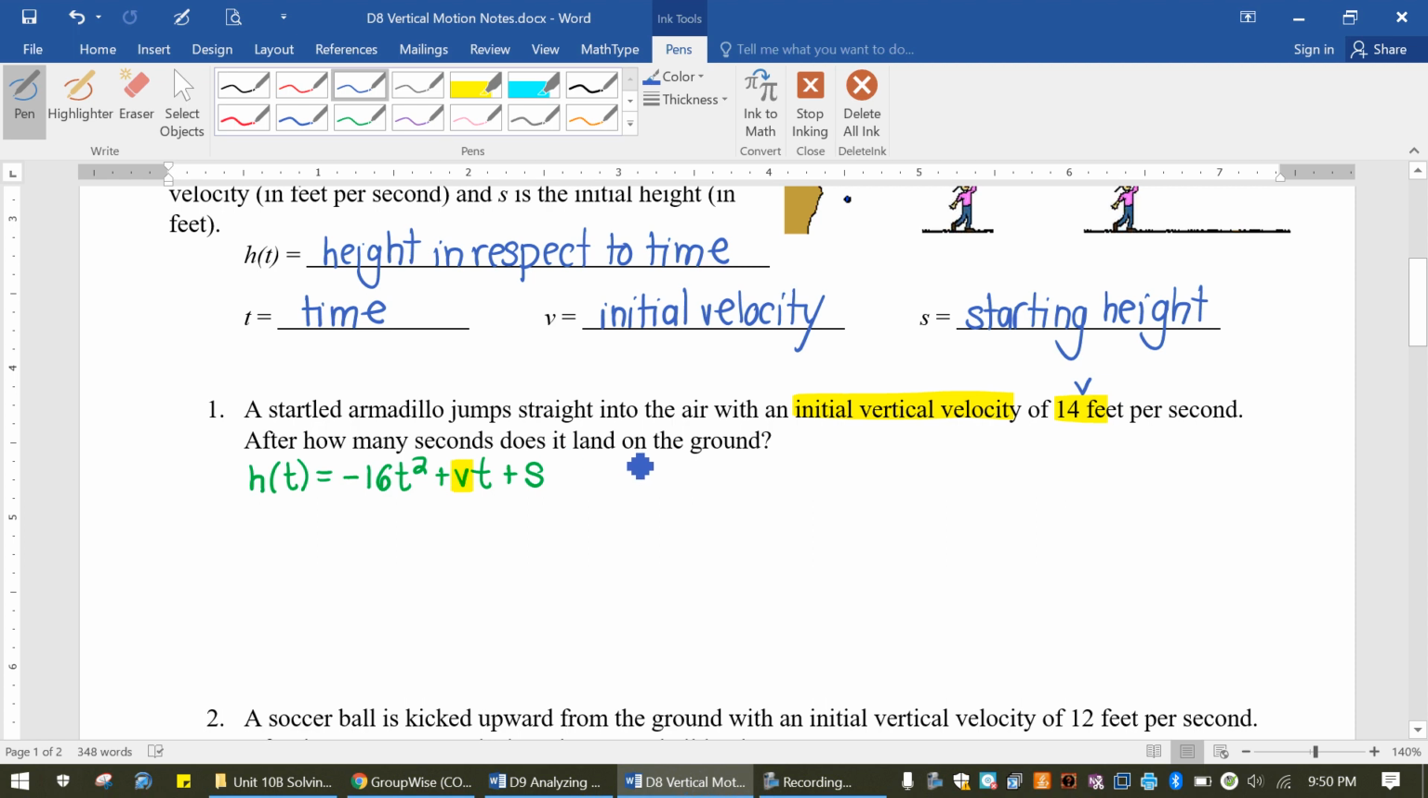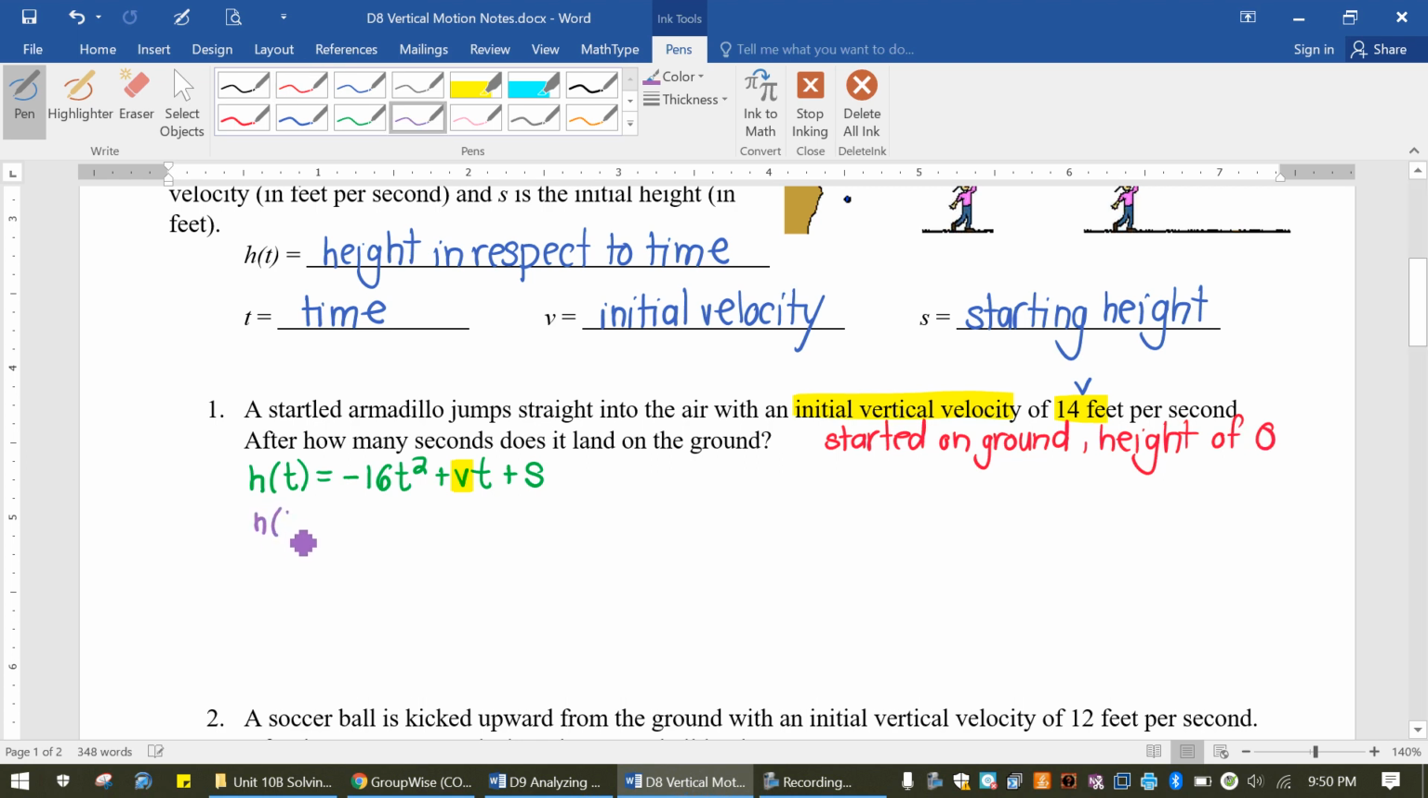After how many seconds does it land on the ground? We don't have a starting height, and that's because the armadillo jumps straight into the air from the ground. So if we don't have a starting height that's given, it started on the ground. So the height is 0. Let's substitute those values into this equation.